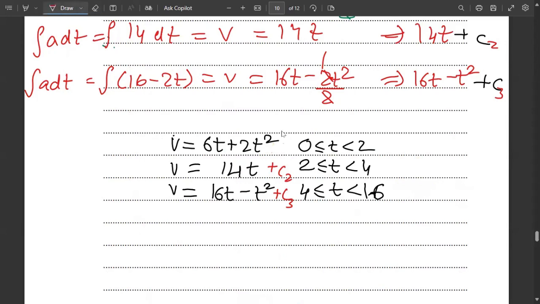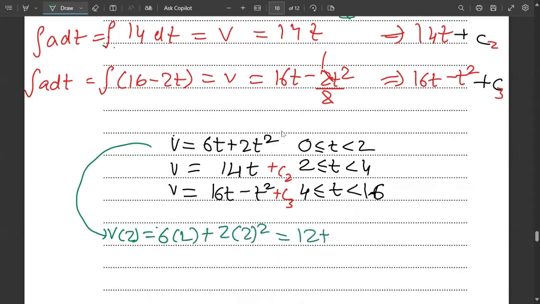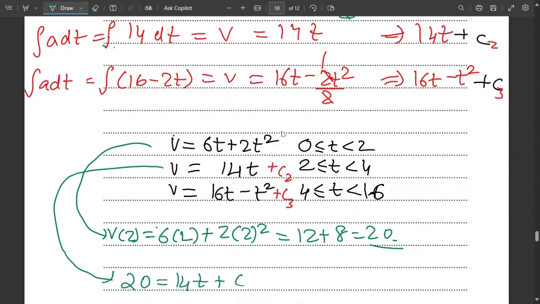Now, what about the velocity at 2 seconds? So the velocity at 2 seconds, if we find from here, that will be 6 bracket 2, comma, 2 into 2 square, which is 6 2s are 12 plus 8, which is 20. So now we can input this 20 here. So 20 is equal to 14t plus c2.